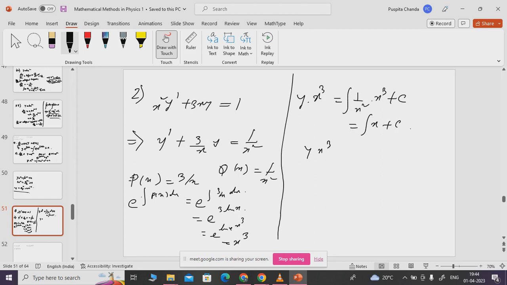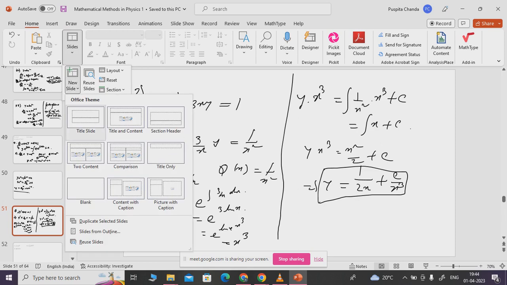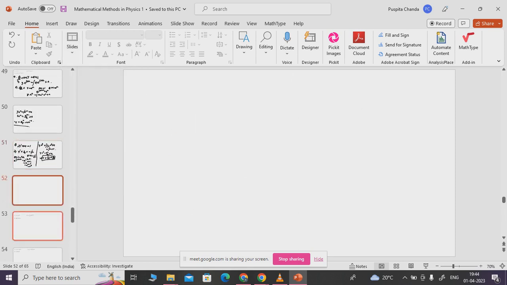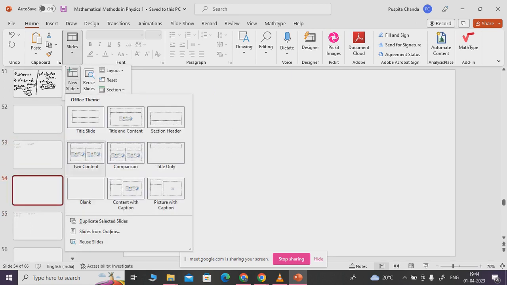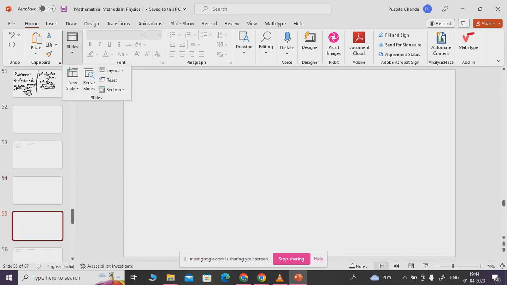So y into x cube is equal to integration of 1 by x square into x cube plus c, so it is integration of x plus c. So y x cube will be x square by 2 plus c, y is equal to 1 by 2x plus c x to the power minus 3. This is the answer.